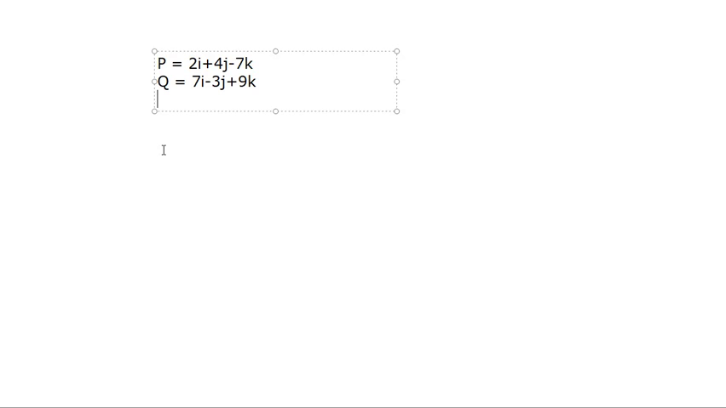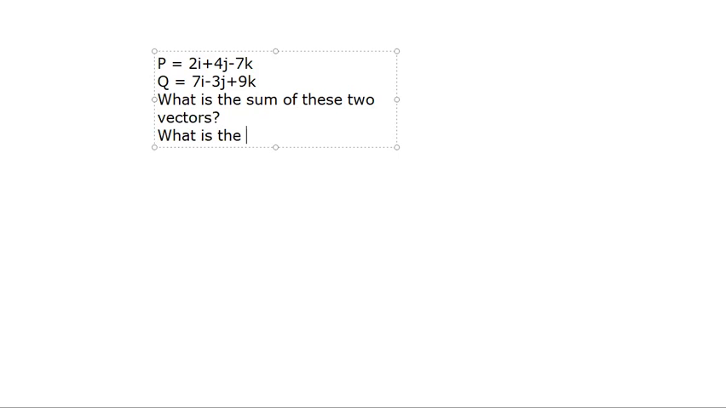See, this is represented in vector form, right? The question can be formed in two directions. What is the sum of these two vectors is one question. Another can be, what is the resultant of these two vectors? The two questions are completely different. What is the resultant of these two vectors is completely different, right?